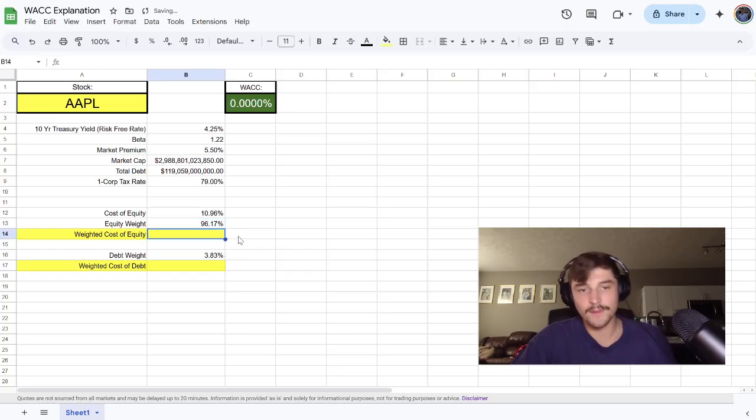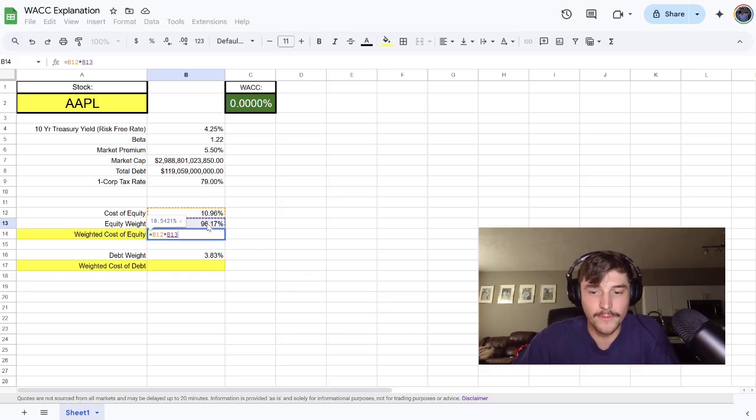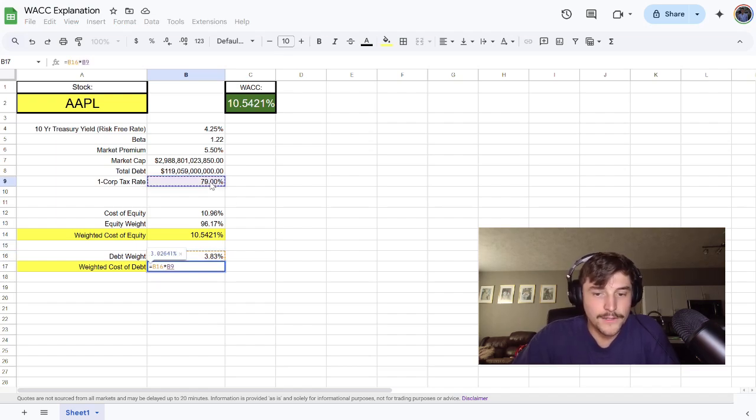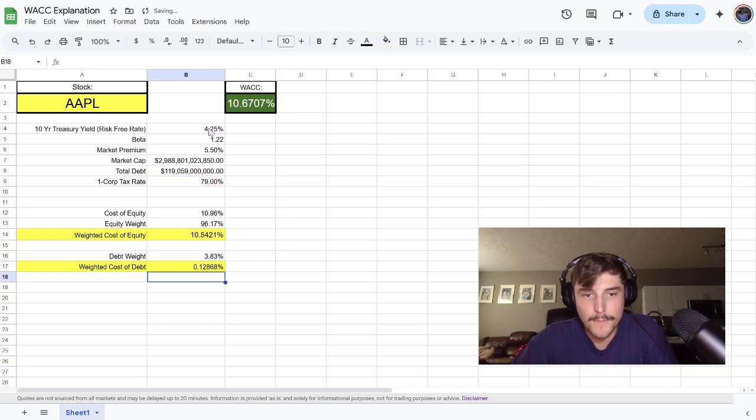Awesome. Okay. And then to find the weighted cost of equity, we are going to take these two numbers and multiply them together. Perfect. And for the weighted cost of debt, we are going to take debt weight times 1 minus corporate tax rate times 10-year treasury yield. Awesome.